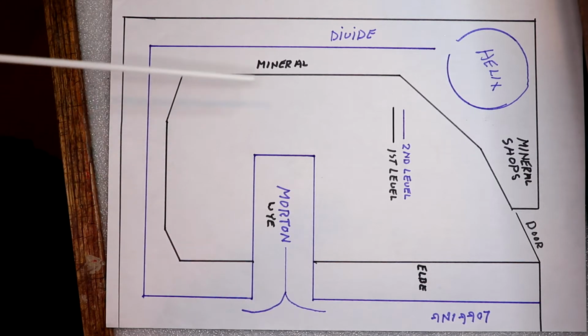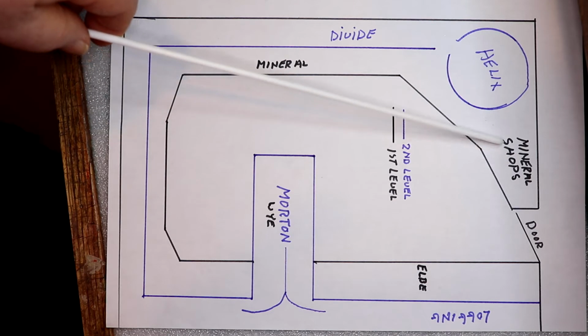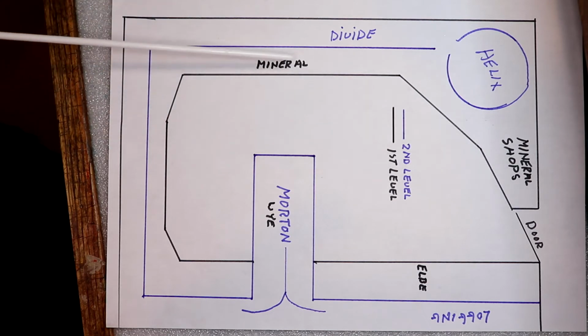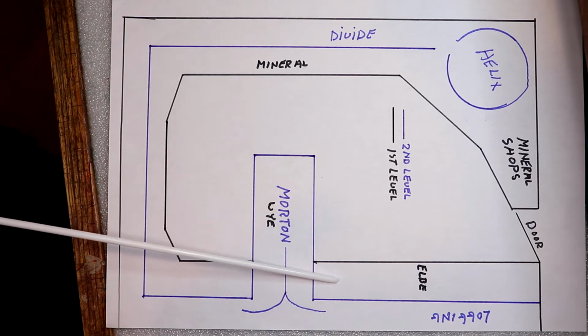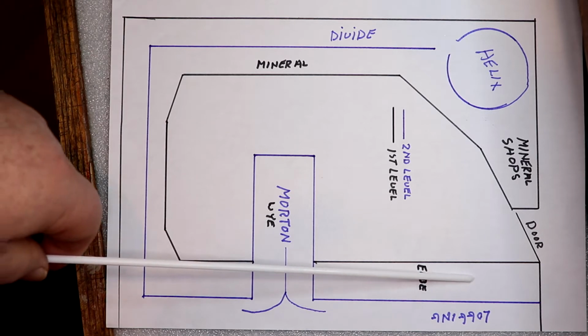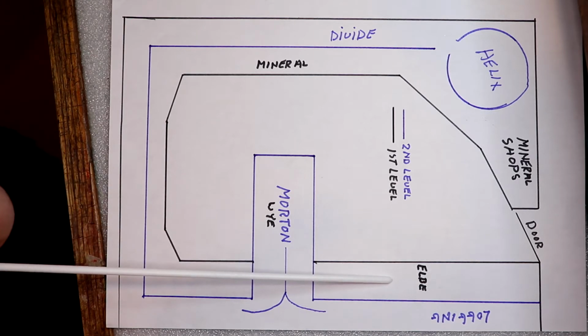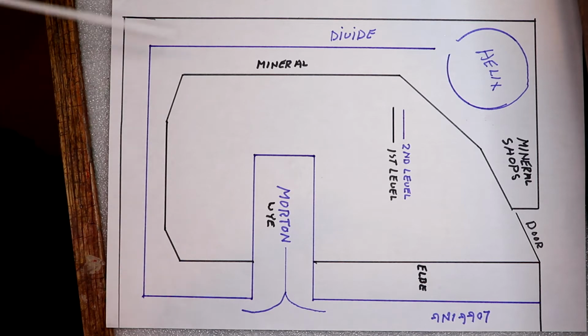But anyway, the bottom half, represented in the black, has the mineral shops, Mineral itself, and then we go around under the Morton Y, and then we hit the little town of LB. And there's points of interest in each one of these corners, etc., which I'll show in the video as we move along.